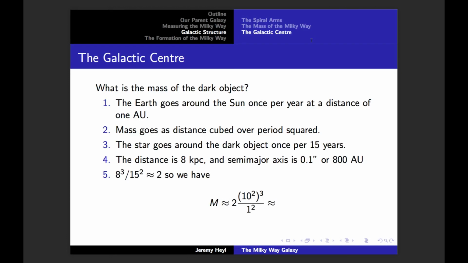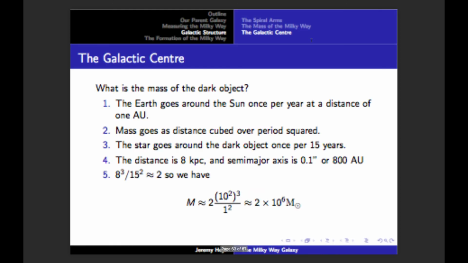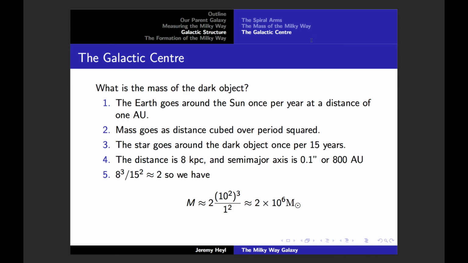We have 8 cubed over 15 squared. That's the hard math. 8 cubed, I don't know what it is. 512, I believe. 15 squared is 225. So if I divide that, I get a number like 2. And then I'm left with what remains, the 800 and the fact that I have a 1 year on the bottom. So if I do that, I find that that mass is 2 million solar masses.